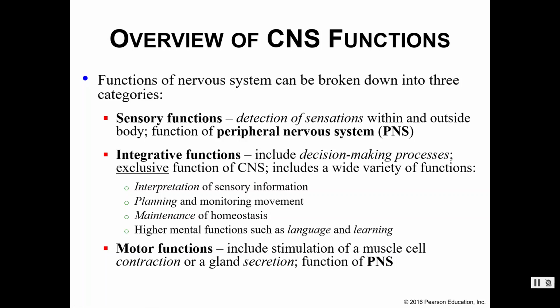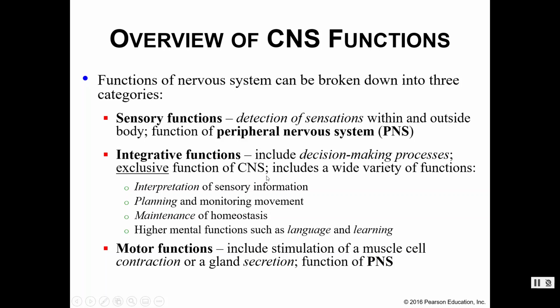Okay? These include decision-making processes that only your central nervous system can accomplish. These include things like interpreting the sensory information that they just received, planning and monitoring movements in response to the sensory information, maintaining homeostasis, and again, higher mental functions like language and learning. Now, what are we integrating really? What are we decision making for? We're doing that in response to the sensory information that we just gathered, okay?